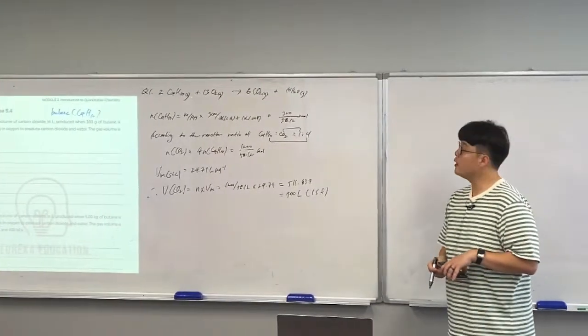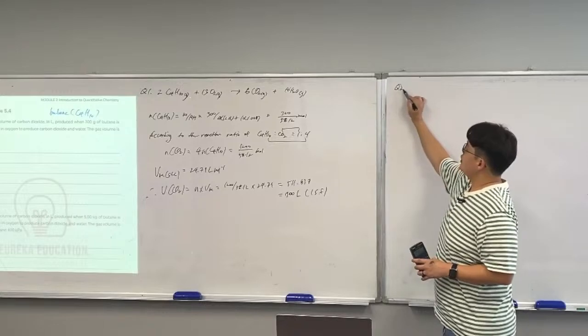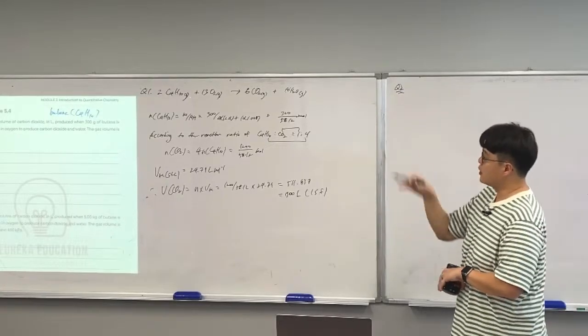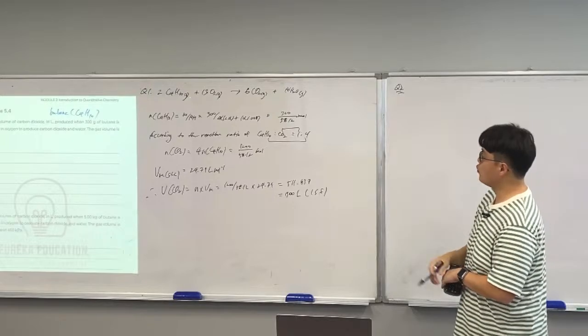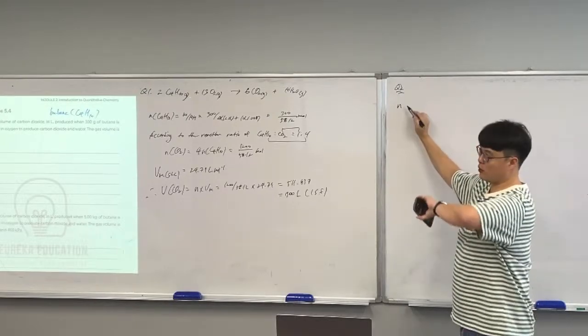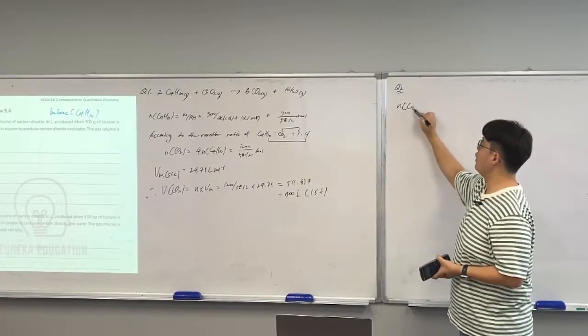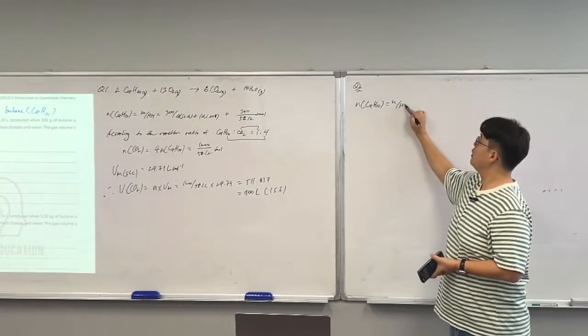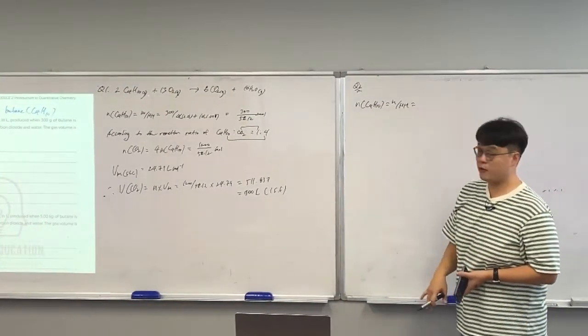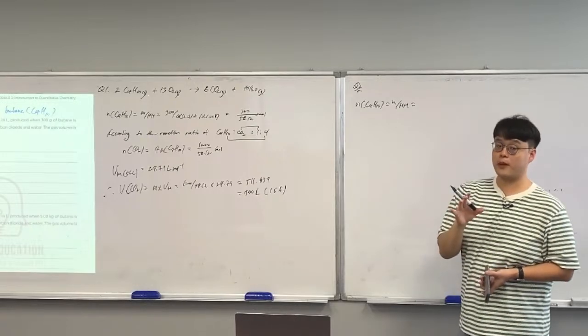Okay. Question 2. Sharing the same chemical equation of the butane, we have butane burnt again, and this time we have a different given mass. So n of the C4H10 can be found by mass over molar mass. Now this time we're given 5 kilos. So 5 kilos must be converted back into grams.